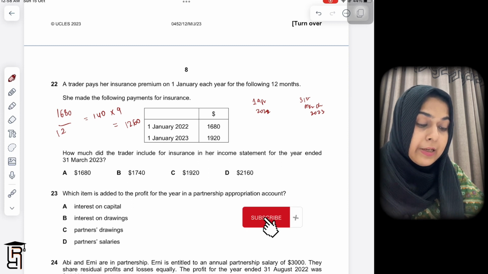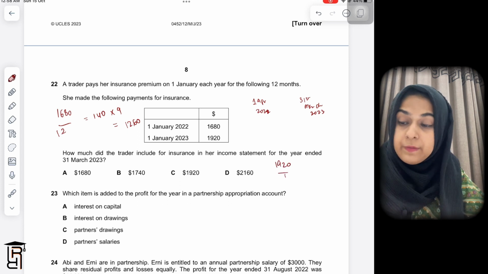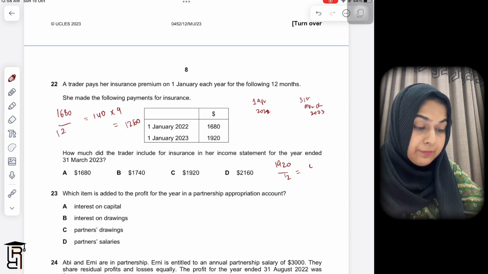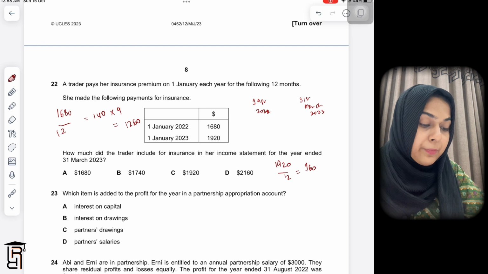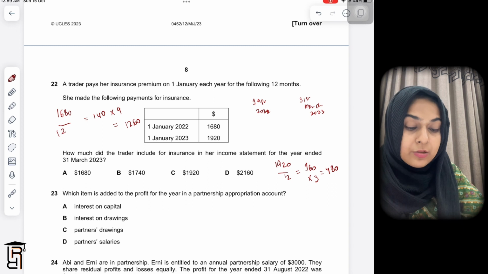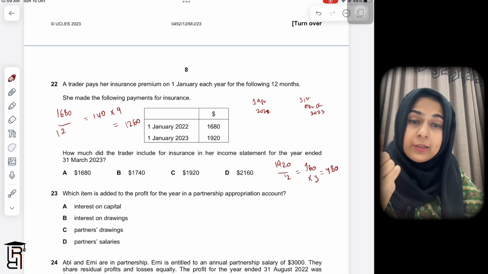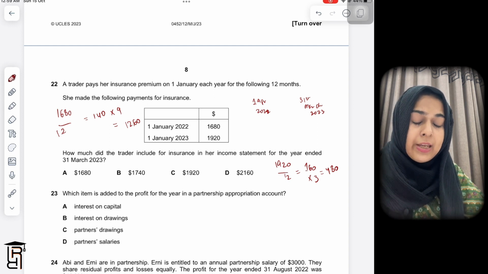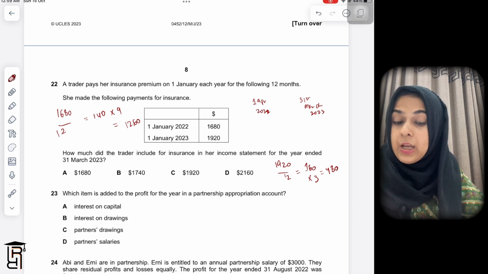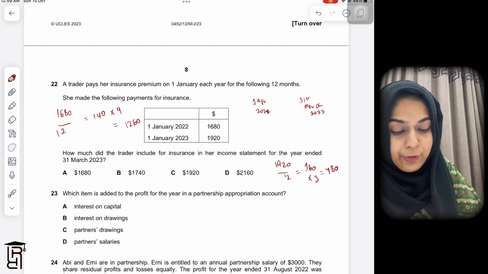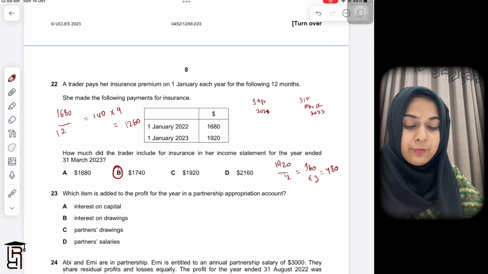And 3 months of 2023 are falling in this year. So 1920 divided by 12 gives you 160, and when you multiply 160 by 3 you get 480. So now 480 plus 1260 will be the amount that should be included in the income statement for the year ended. Basically the charge against the profits in the income statement should be 480 plus 1260, which gives me a total of 1740. So 1260 plus 480 is 1740.